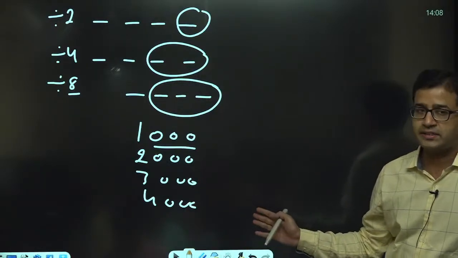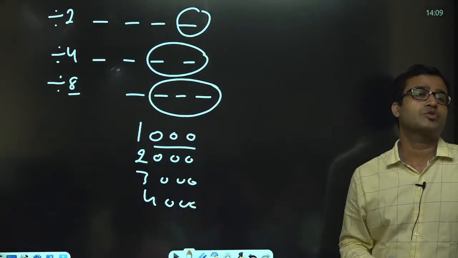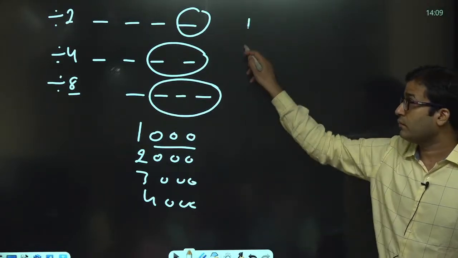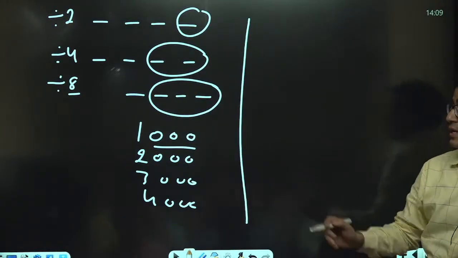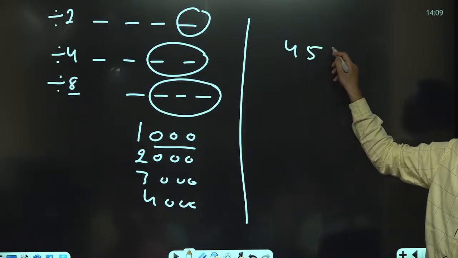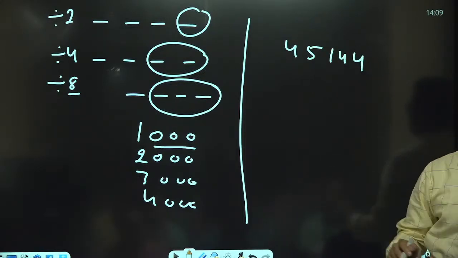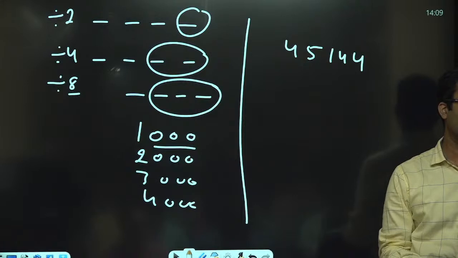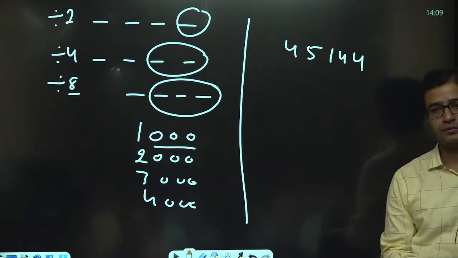I take 2-3 examples, then I tell you what type of doubts students generally ask. Like if I ask you 45,144, you have to check if it is divisible by 8, yes or no.